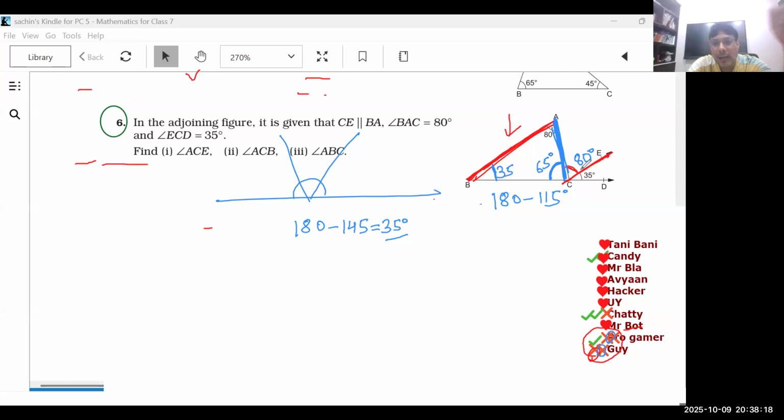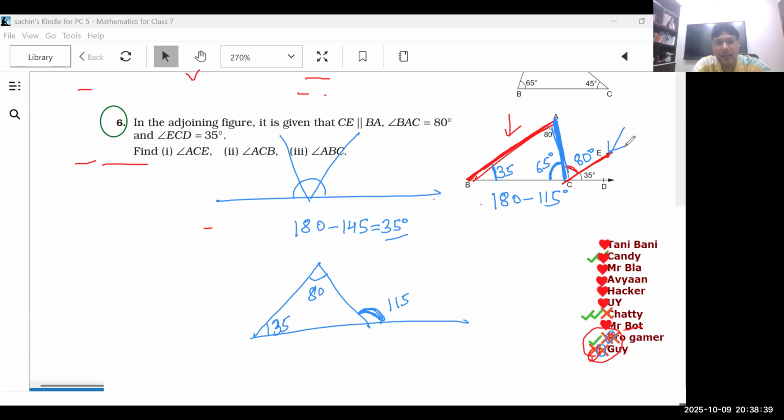ACD, beta, will be an exterior angle like this. This is an exterior angle. This will be equal to the sum of angle 1 and angle 2. So this is 35, this is 80, so their total is 115. See, here it is 115.